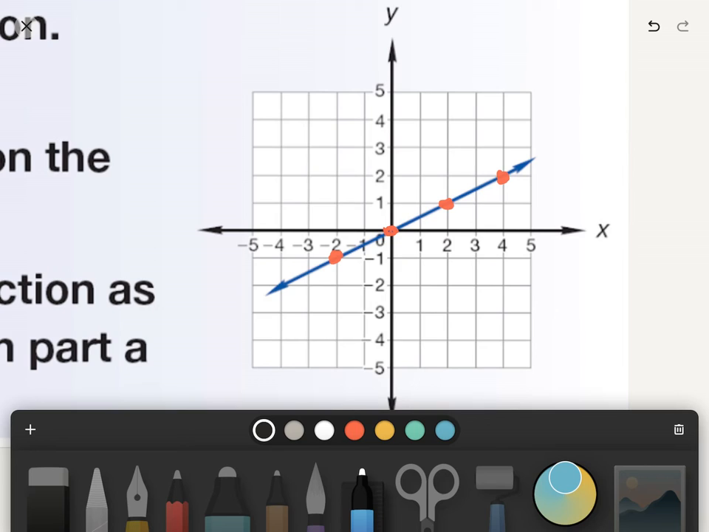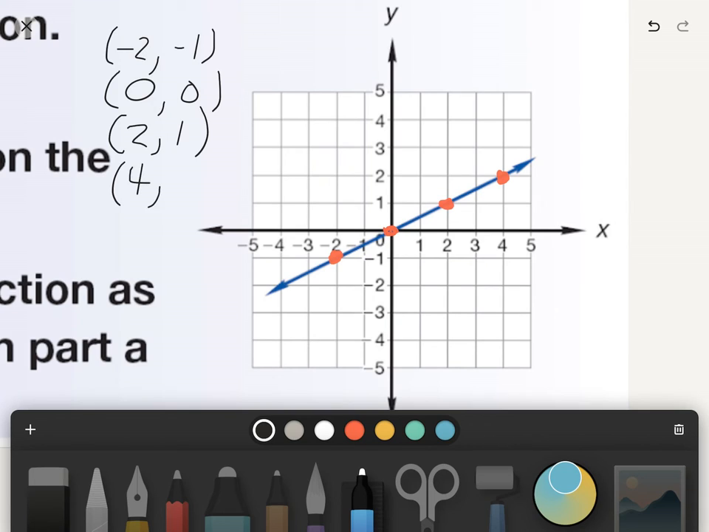And okay, so here I'm just gonna write down my 4. So we've got -2, -1, 0, 0, then 2, 1, and then 4. Mr. Presley, didn't it ask for 3 points? Yes, but I'm breaking the law. I'm gonna do 4. No one can stop me.